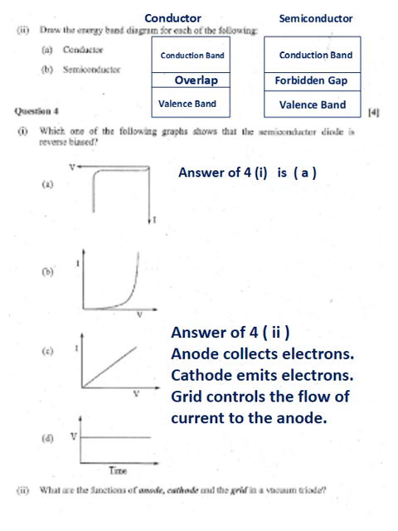Question 4. Part 1. Answer is A. Answer of 4. Part 2. Anode collects electrons. Cathode emits electrons. Grid controls the flow of current to the anode.